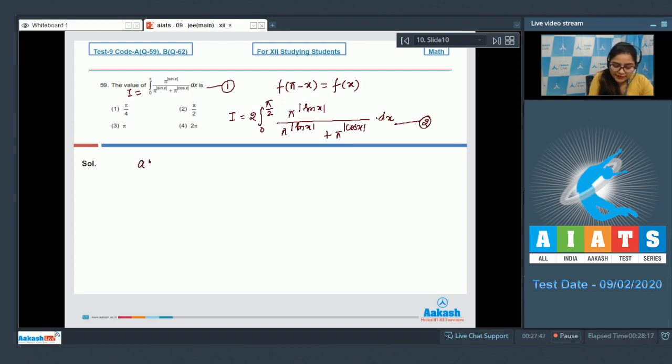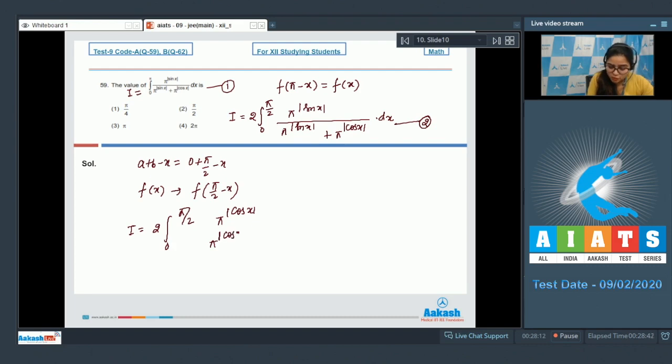Now just write down a plus b minus x, where a is 0 and b is pi by 2, so pi by 2 minus x. So when you replace f of x with f of pi by 2 minus x, by using the property of integration, I equals 2 times the integral from 0 to pi by 2 of f of pi by 2 minus x. In the numerator you will get pi to the power mod of cos x. In the denominator, mod of sin x becomes mod of cos x, and mod of cos x becomes mod of sin x, into dx.